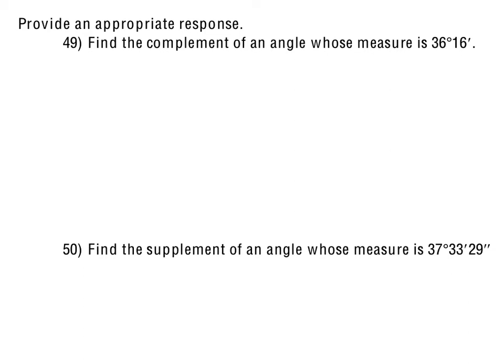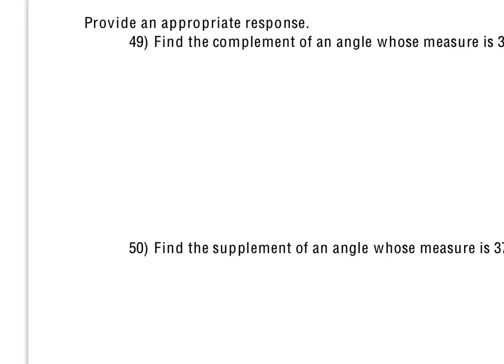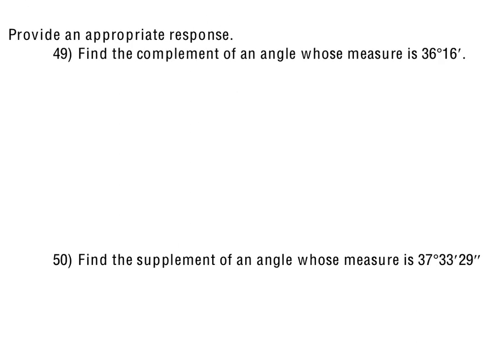And then we're going to change gears a little bit again here, switching to angles. Finding a complement of an angle whose measure is 36 degrees 16 minutes. So complementary angles add up to 90. So really what we would do would be 90 degrees minus the 36 degrees 16 minutes. Trouble with that then is I don't have any minutes to subtract the 16 from.